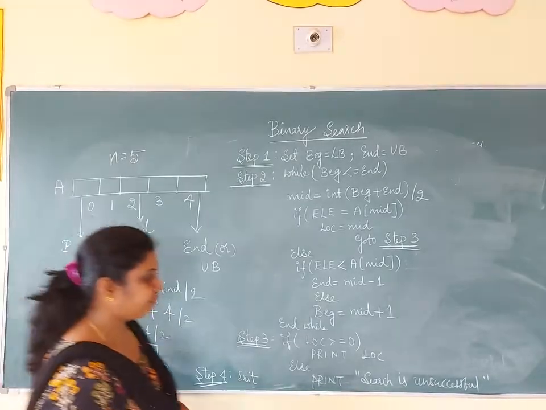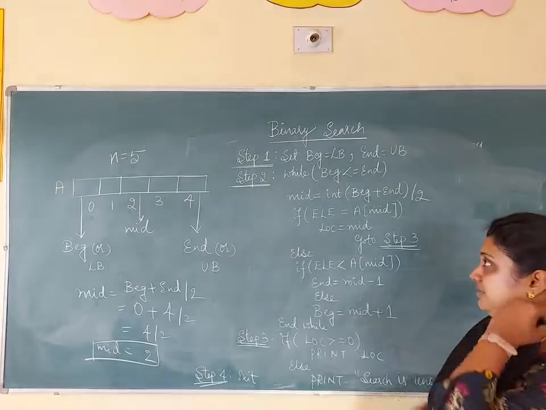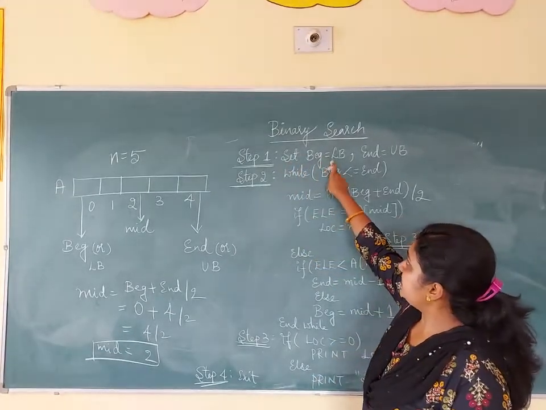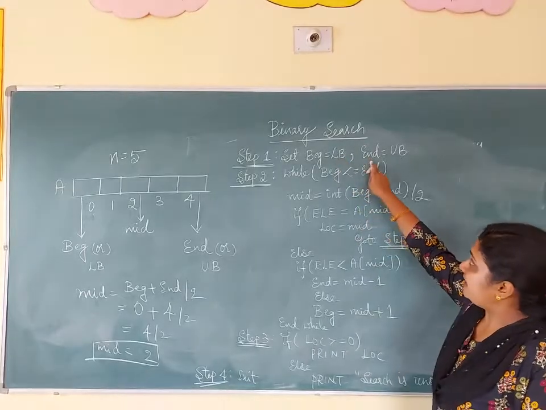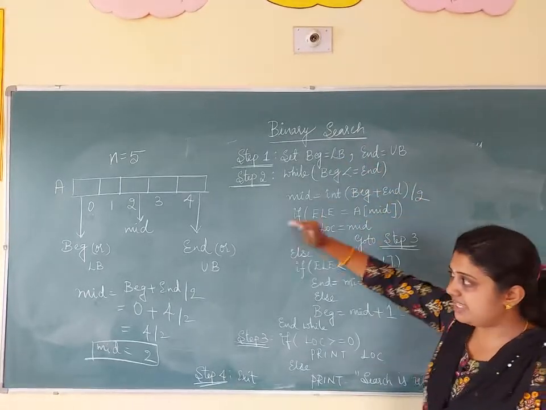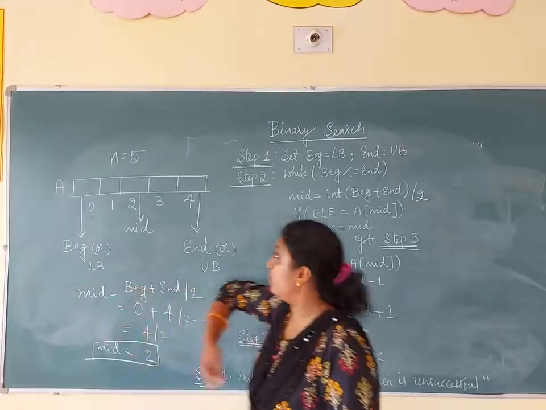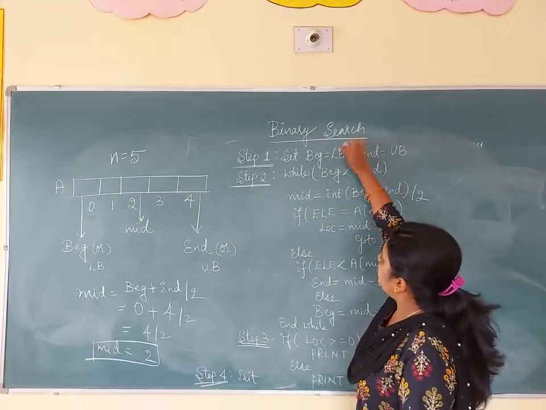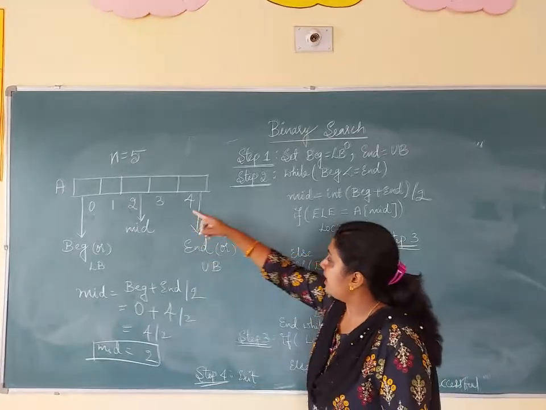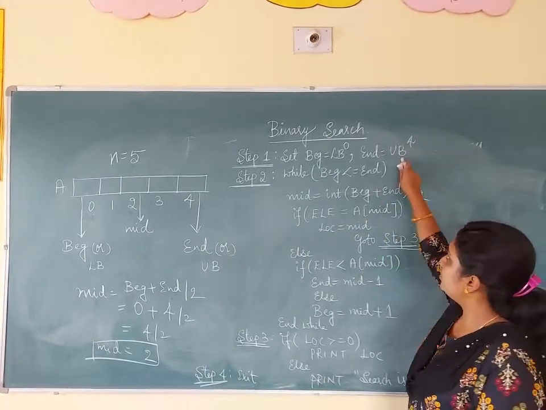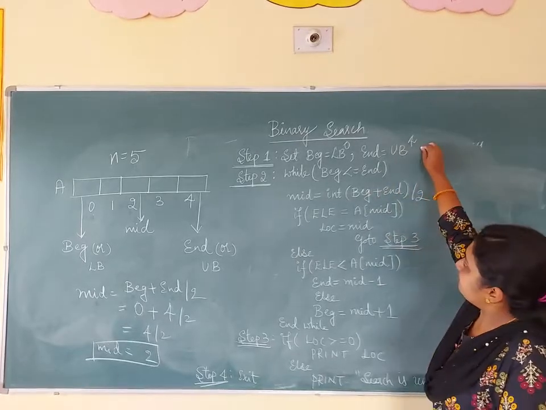Now, first one, set. You have to set beginning equals to LB and end equals to UB. Already I said beginning and LB are both the same. Beginning is 0, I am setting the lower bound as 0. And end is 4, that is UB. Then this is step 1.